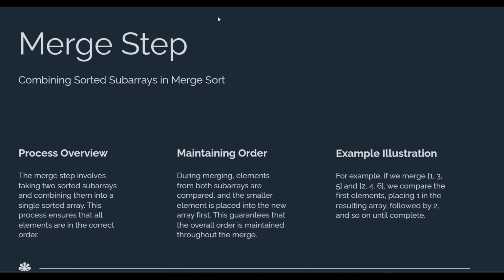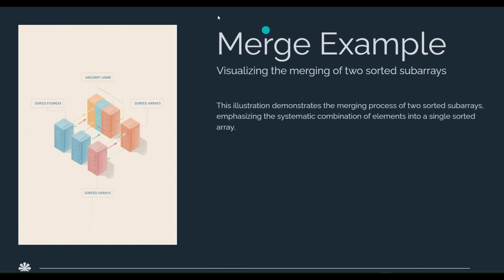Example illustration. For example, if we merge 1, 3, 5 and 2, 4, 6, we compare the first elements, place 1 in the resulting array, followed by 2, and so on until complete. Merge example. Visualizing the merging of two sorted arrays. I encourage you to try implementing merge sort yourself. Play with different examples. Trace the steps on paper and see how the arrays get sorted step by step.